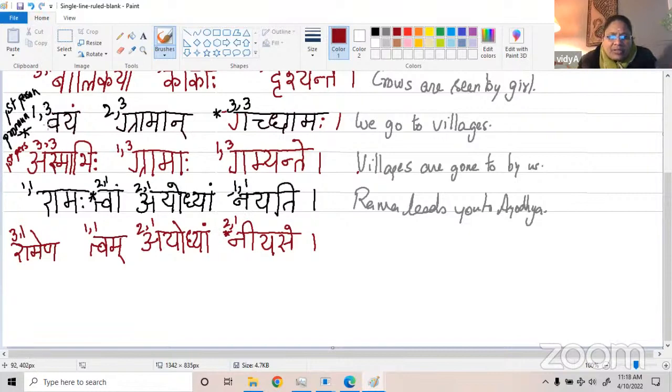Similarly, there it was in the karta and gacchamaha. So vayam gacchamaha had an association. Here tvam niyase has the association. So tvam niyase. Sadhu, you are being led to Ayodhya by Rama.